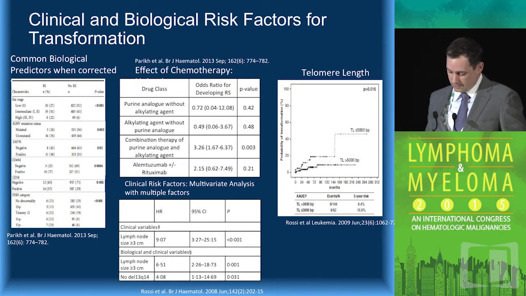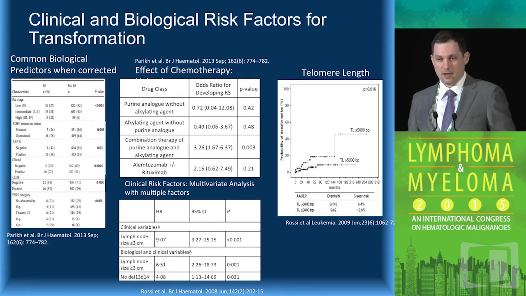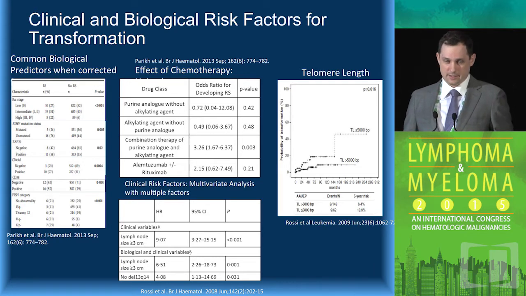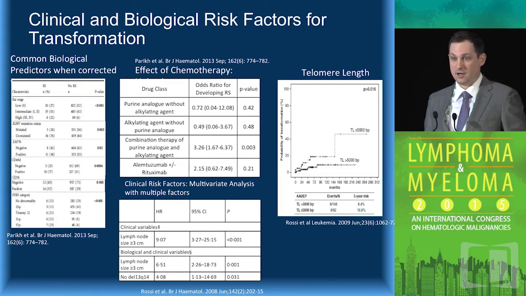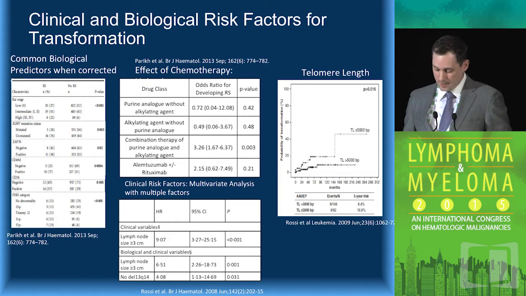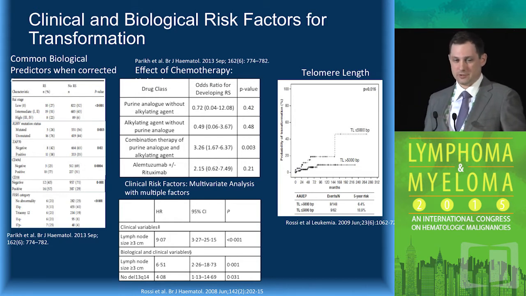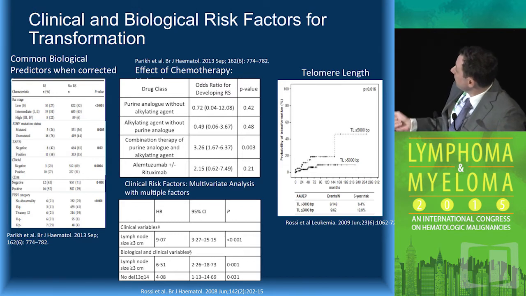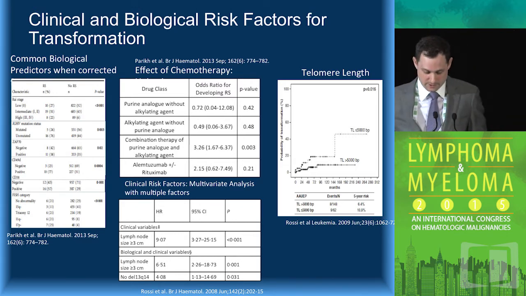Again, David Rossi has also shown telomere length at baseline at diagnosis also predicts Richter's transformation, and those patients that have short telomeres at diagnosis are the patients with the highest risk. You see approaching close to 20% about 6 or 7 years out.